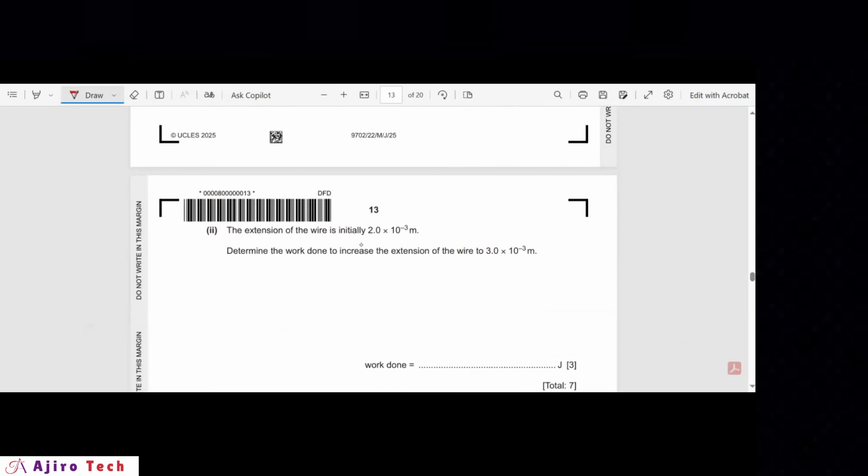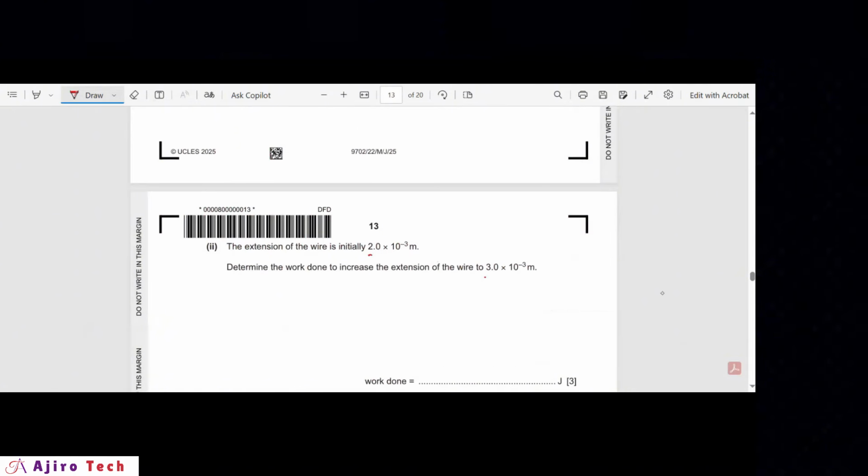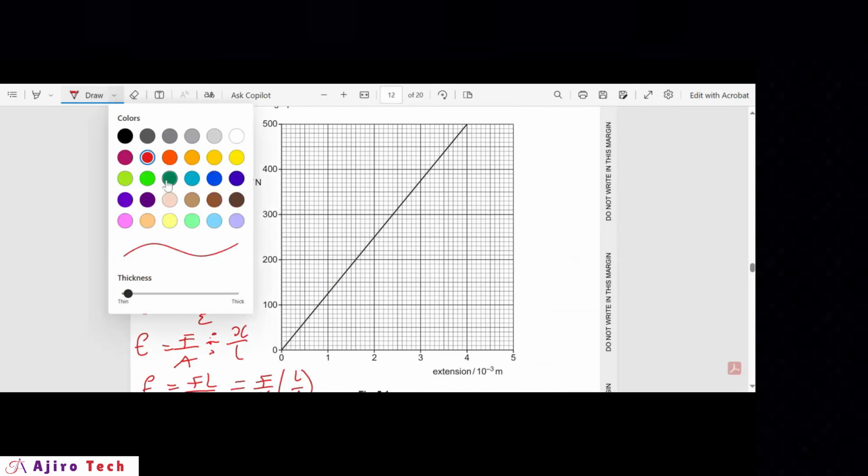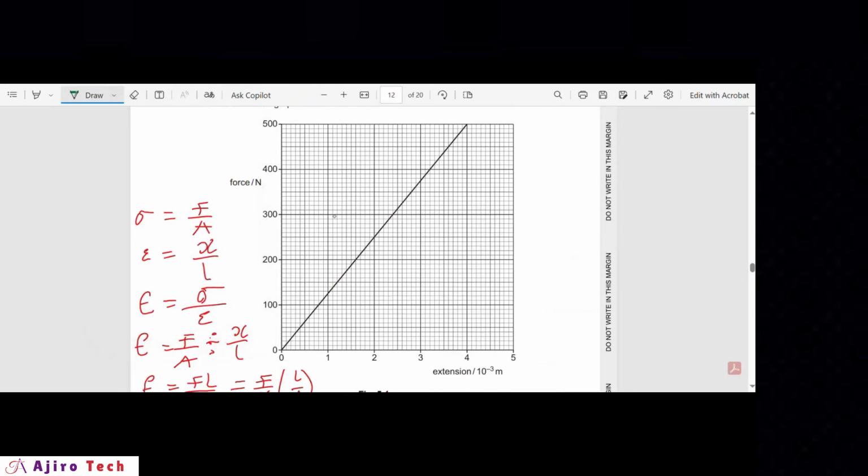Now the extension is this. Determine the work done. It should be from 2 to 3. Let's go over to the graph. 2 to 3, that should be 2 here. What's the value here? Let's read the value from here. It will be around the extension time graph, the first extension graph.